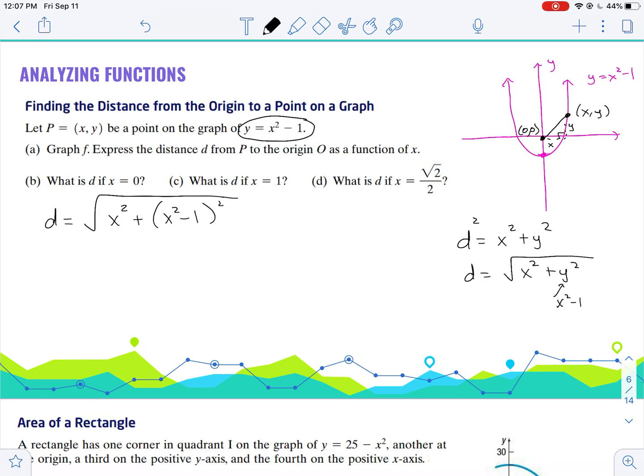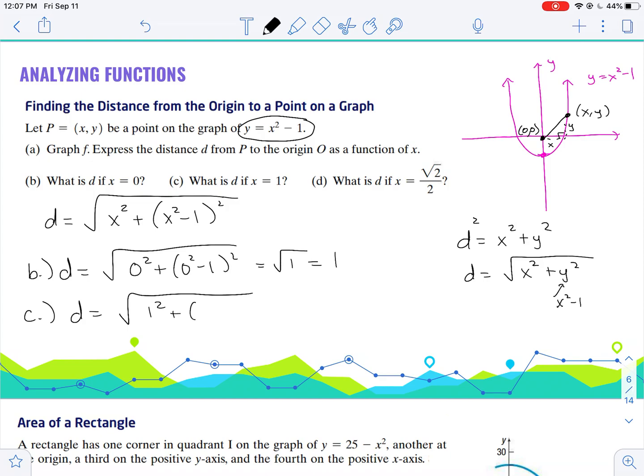So now it says, what's the distance if x is 0? So we're just going to say, well, let's plug 0 in for x. So it'll be 0 squared plus 0 squared minus 1 squared. And this would be 0 plus 1, and the square root of 1 is 1. So the distance would be 1. Then C wants to know, what would the distance be if x is 1? So this is going to be 1 squared plus 1 squared minus 1 squared. So that would be 1 squared plus 0 squared, which would be the square root of 1, which is also 1.